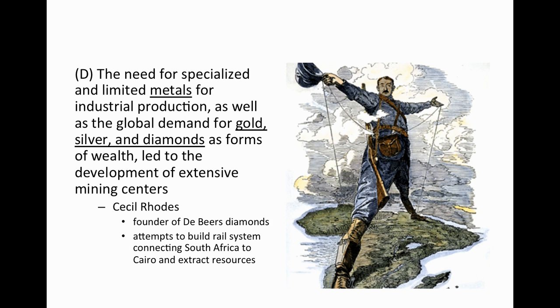Cecil Rhodes, I would remember him. He is the founder of De Beers Diamonds, and he actually had this idea to build a rail system connecting South Africa to Cairo to help pull out those resources. So, there's no really specific historical mining center, but understand what Rhodes' goal was: to mine those resources and get them out of Africa and pretty much to Europe or Egypt and then to Europe.